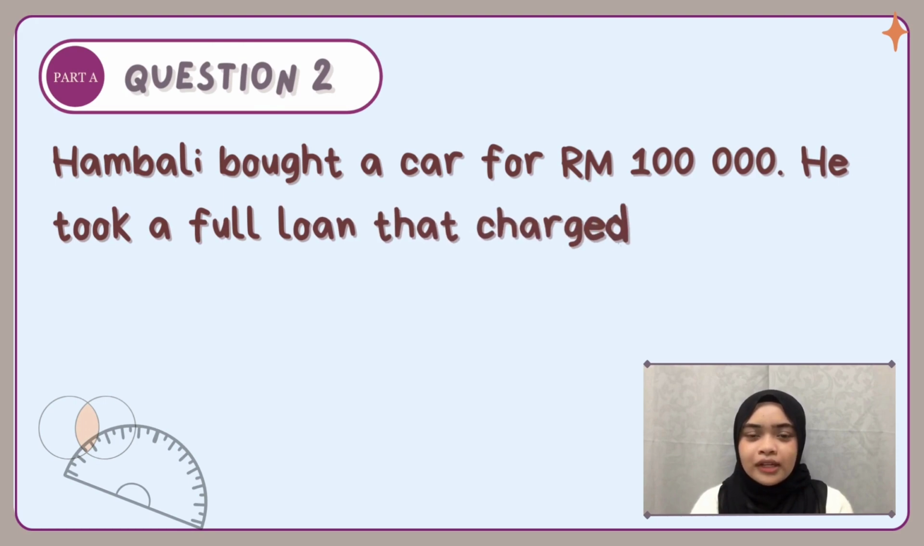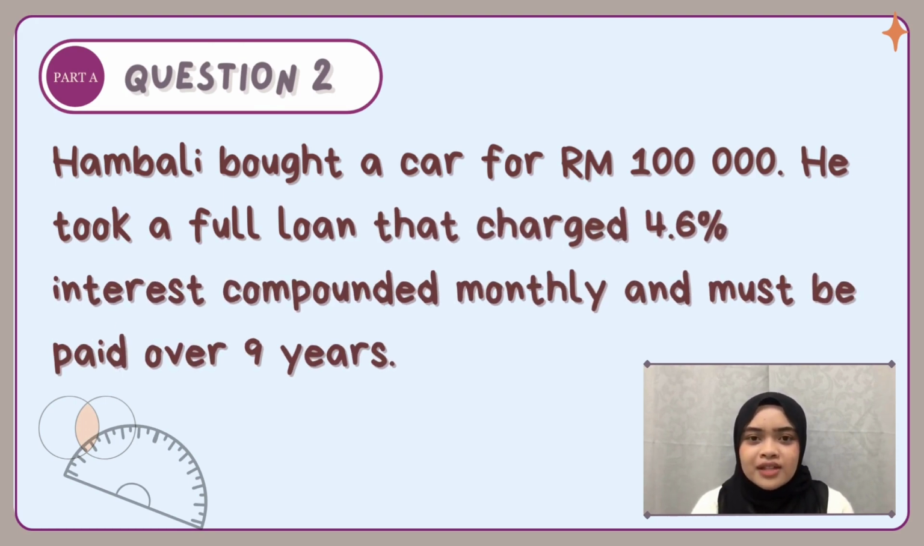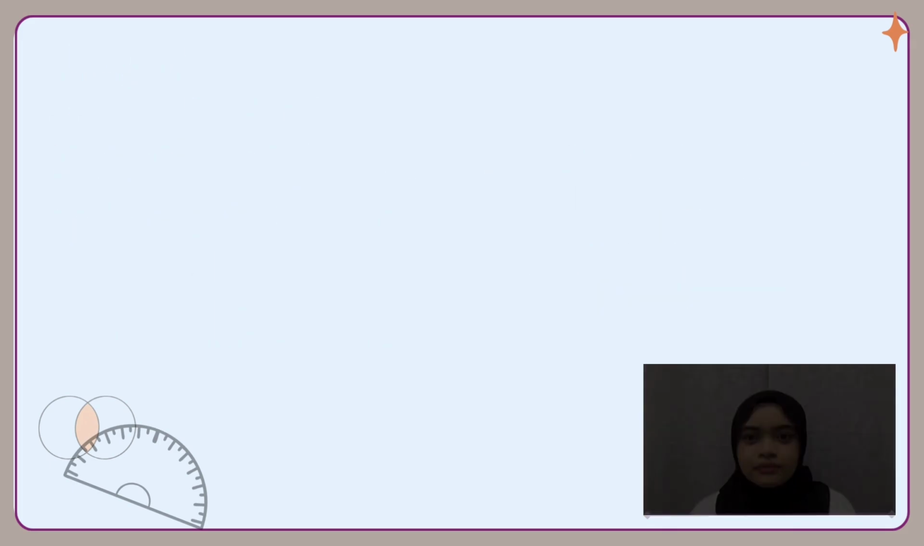Question 2. Hambali bought a car for 10,000 ringgit. He took a full loan that charged 4.6% interest compounded monthly and must be paid over 9 years.